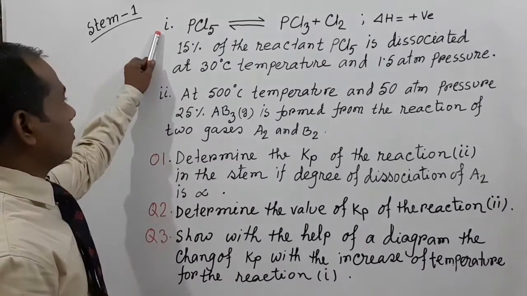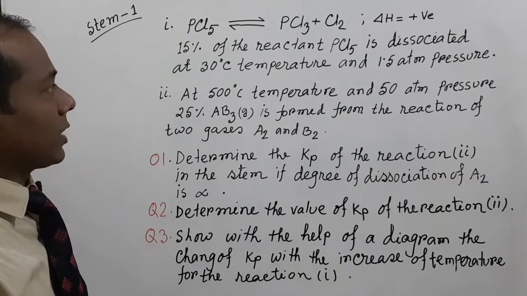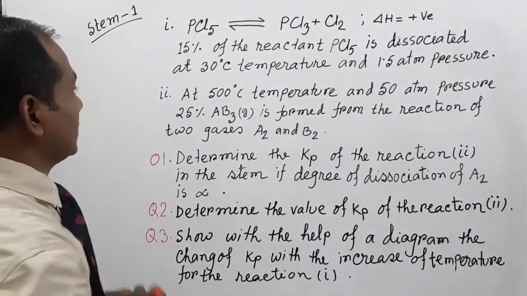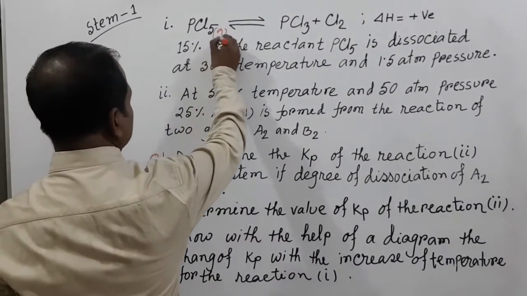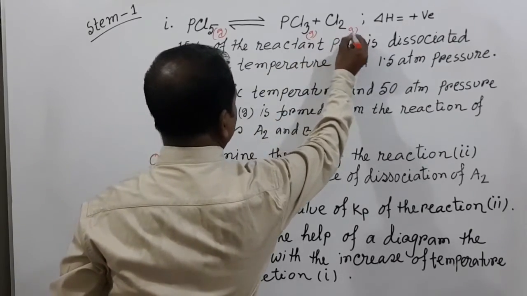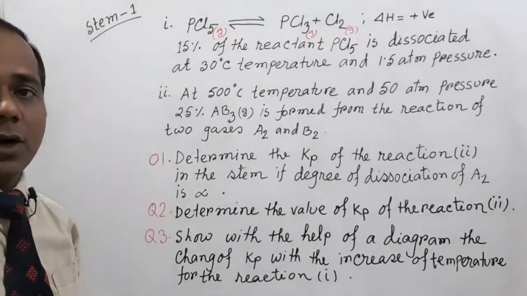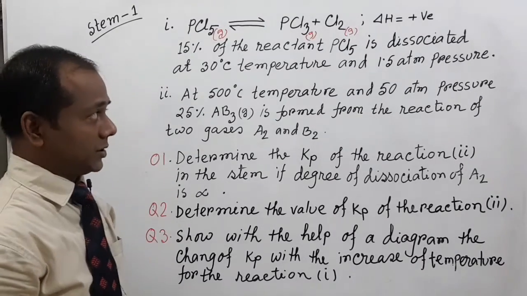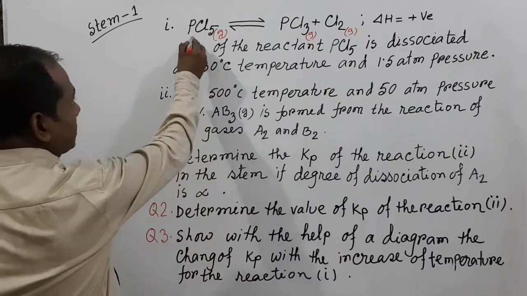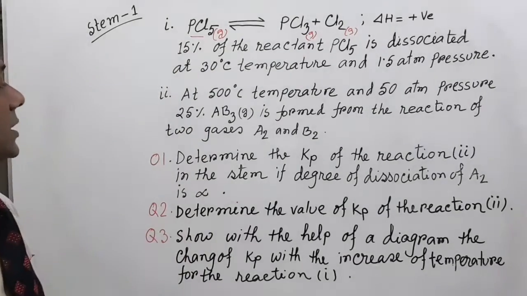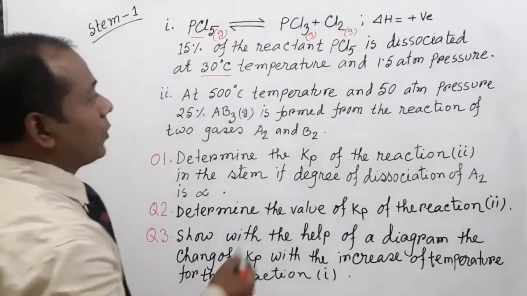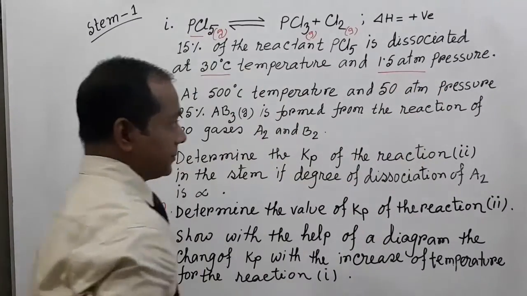In the first reaction, phosphorus pentachloride reacts and produces phosphorus trichloride and chlorine. This is a gas, this is also a gas, and this is also in the gaseous state. The ΔH value of this reaction is positive, and 15% of the reactant, phosphorus pentachloride, is dissociated at 30 degrees Celsius temperature and 1.5 atmosphere pressure.